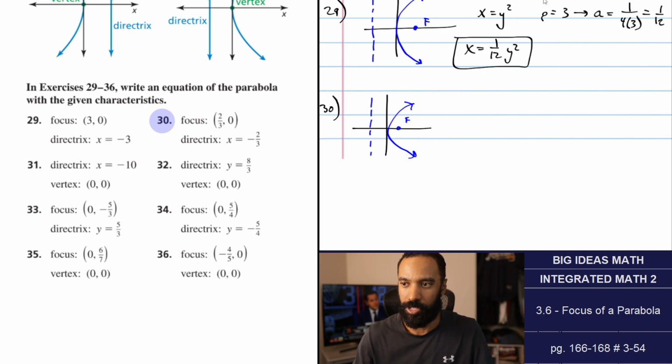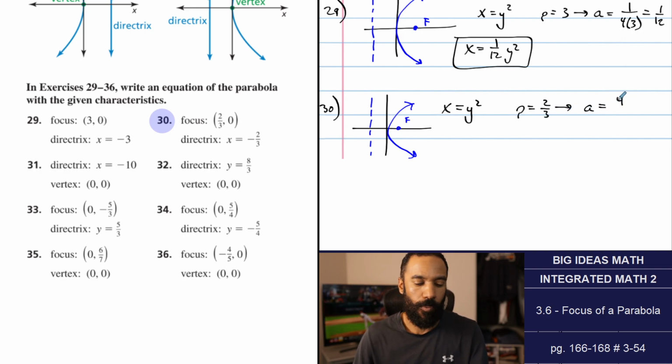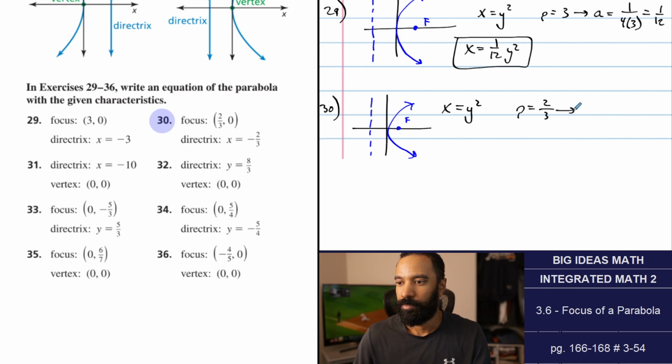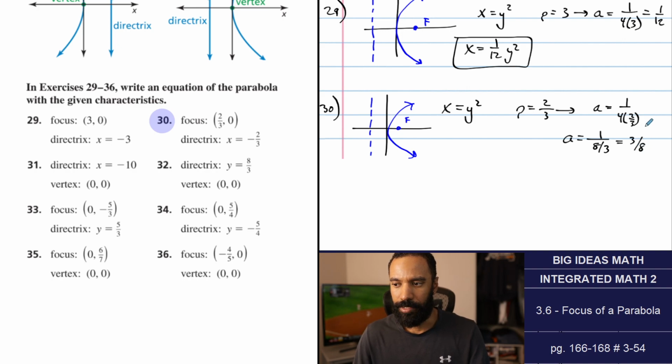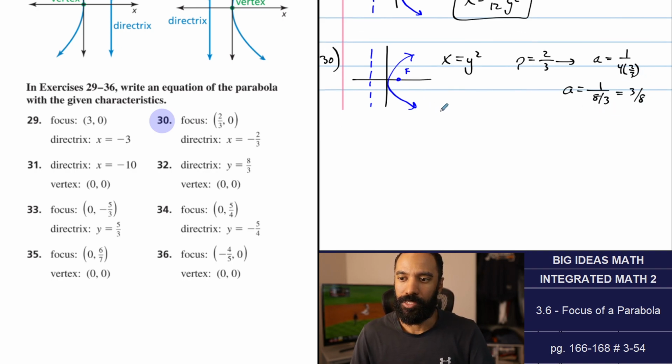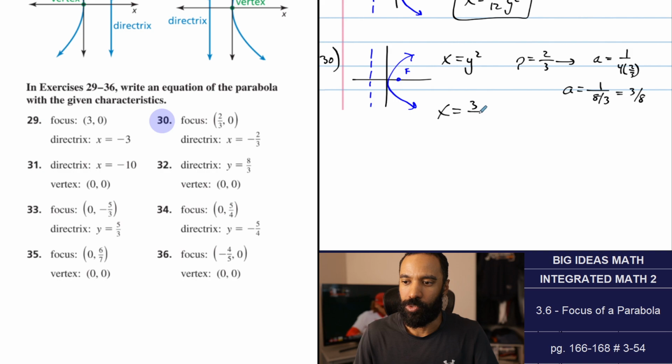X equals y squared equation. This time your p is going to be 2/3. So a is 1 over 4 times 2/3, 1 over 4p. That's a little bit different. This is going to be 1 over 8/3, which is 3/8. Which is fine. So a is 3/8. This will be x equals 3/8 y squared.